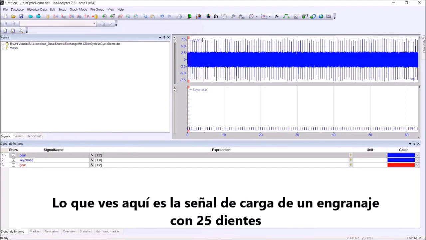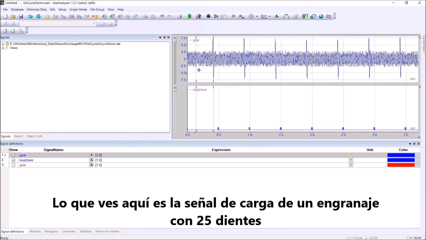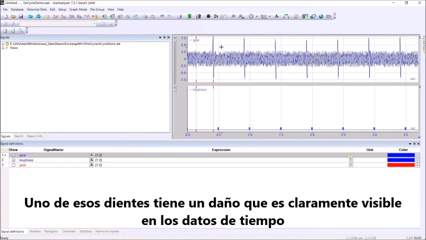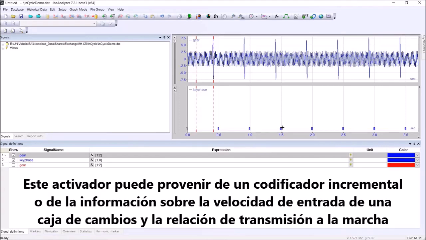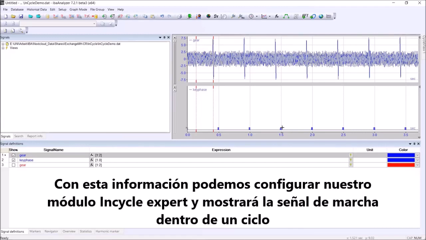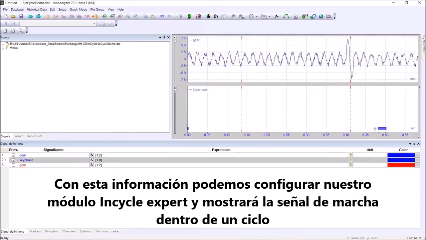What you see here is the load signal of a gear with 25 teeth. One of those teeth has a damage, which is clearly visible in the time data. The rotation is a periodic movement, and we have a trigger that indicates the period of the gear. This trigger could come from an incremental encoder or from the information about the input speed of a gearbox and the transmission ratio to the gear. With this information, we can feed our ibaInCycle expert module and it will display the gear signal within one cycle.